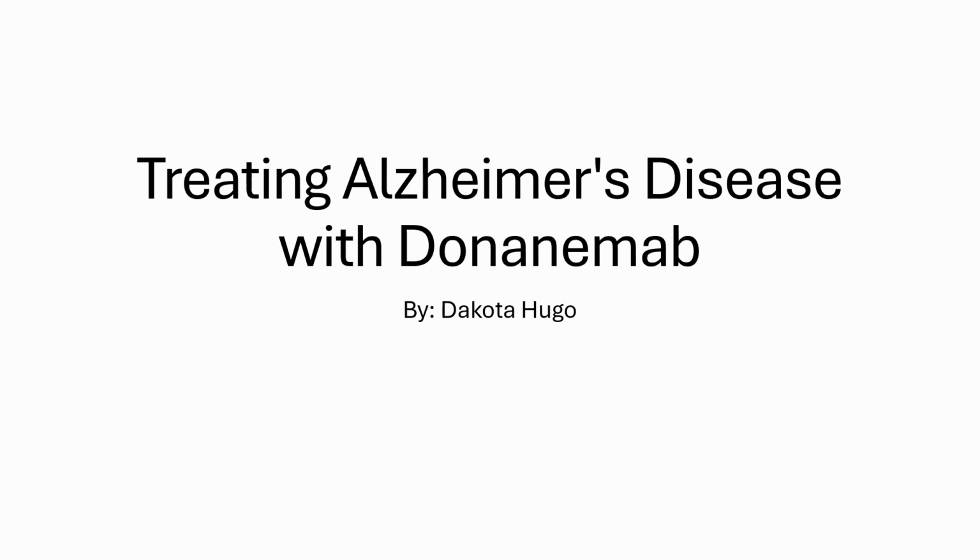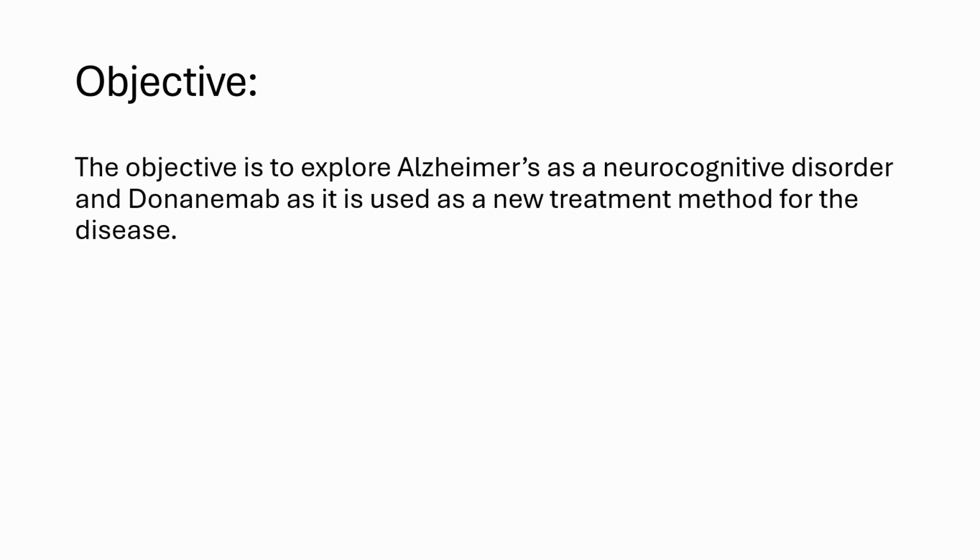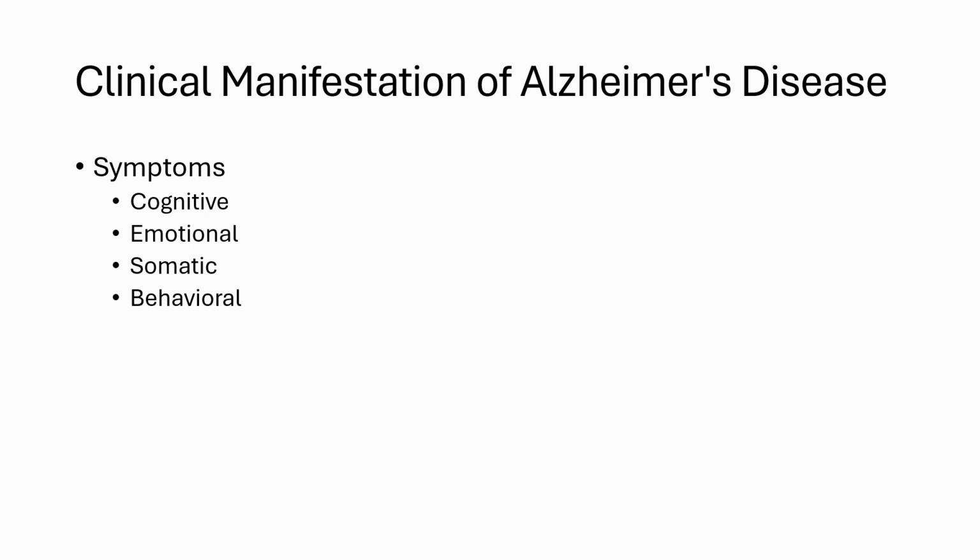Today's discussion will be treating Alzheimer's disease with Donanemab. The objective is to explore Alzheimer's disease as a neurocognitive disorder and Donanemab as a new treatment method for the disease. We will also cover our bases on pre-existing treatments that exist for Alzheimer's disease.